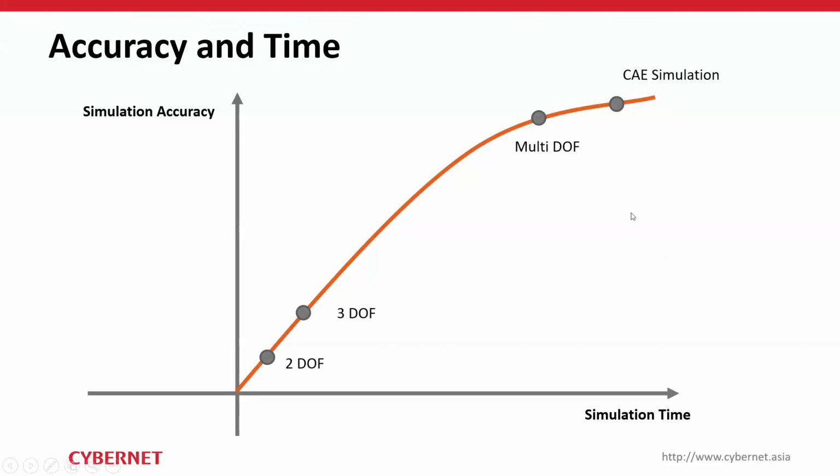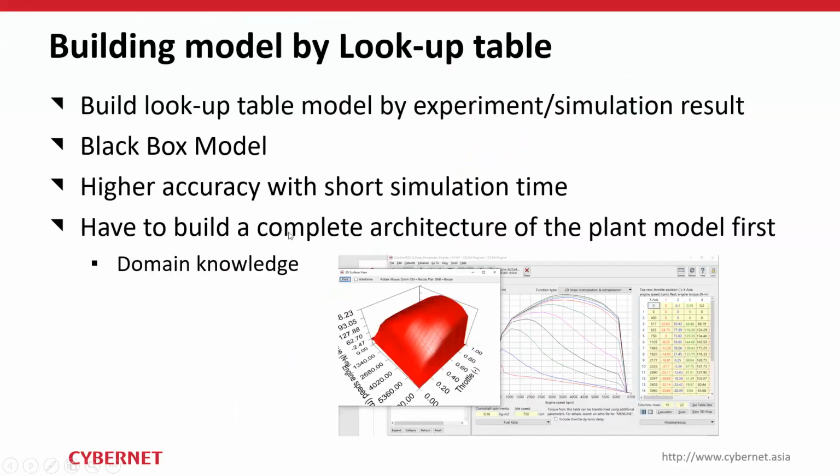The question is, is there any method that can simulate with high accuracy and short simulation time? The answer is yes. The answer for accuracy and time is modeling by lookup table. The lookup table is built from experiment and simulation results. It helps us implement nonlinear and complicated models. And this kind of model is also called a black box model.